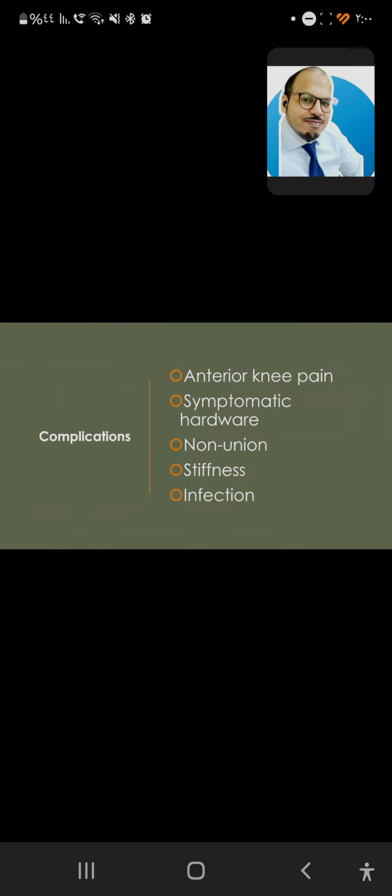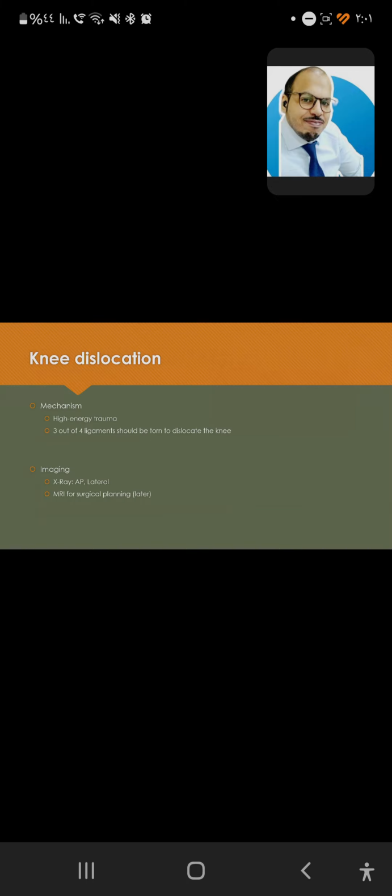Complications include anterior knee pain, symptomatic hardware, non-union, stiffness and infection. The next is knee dislocation. The knee only dislocates if there is a tear in 3 out of 4 ligaments of the knee. So there has to be a very severe or high energy trauma to the knee to dislocate the knee. So knee dislocation indicates severe injury to the knee.